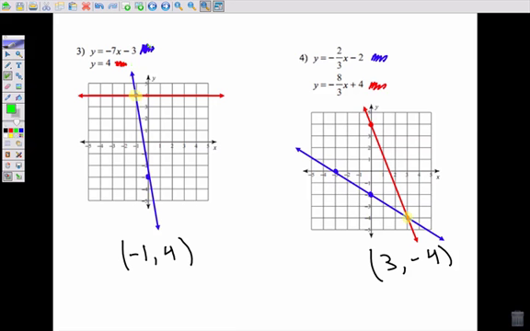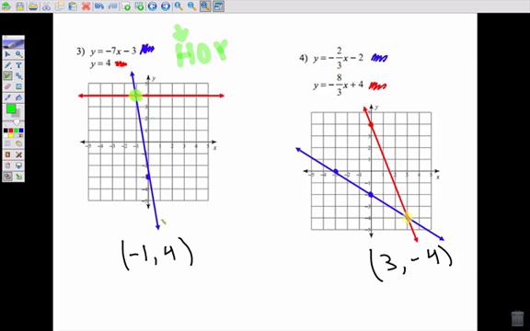Here's number 3. Again, our blue line is this top equation, and our red line is a y equals equation. Since it's a y equals, it's going to be horizontal. So we've got this horizontal line right at y equals 4. They meet here at negative 1, 4.